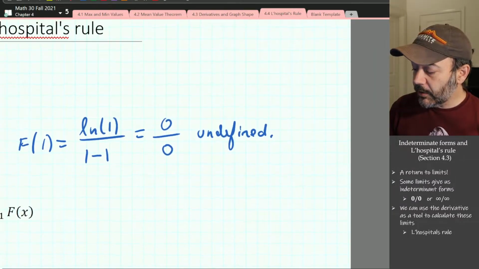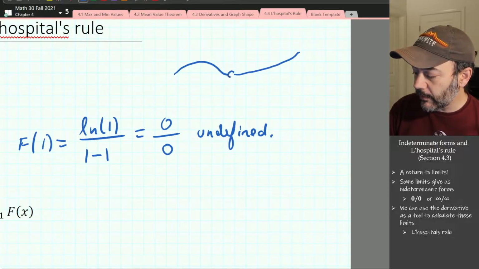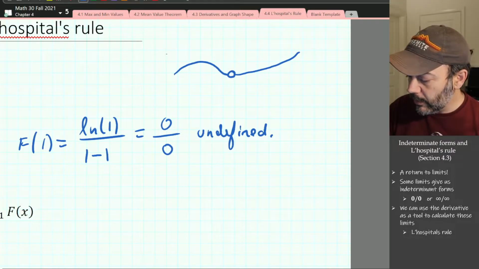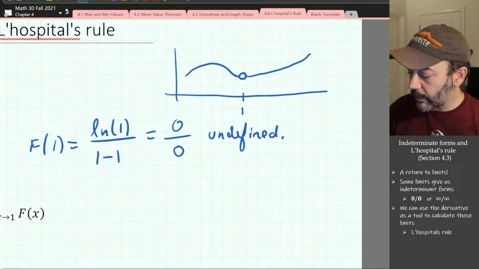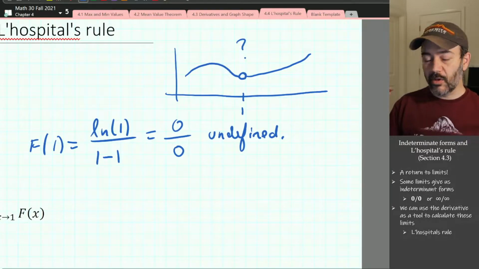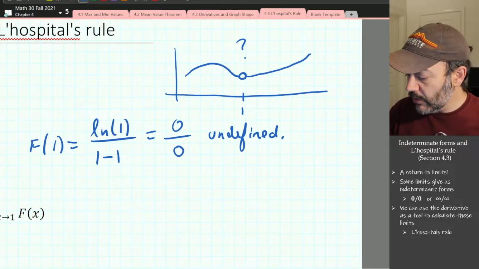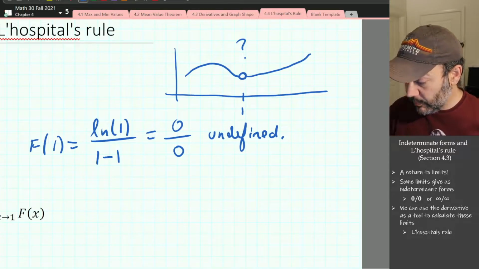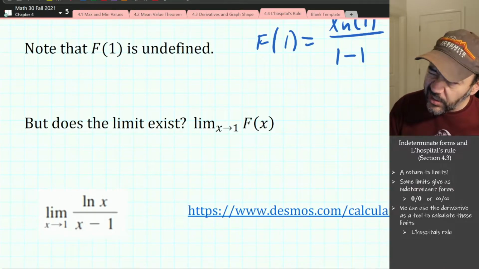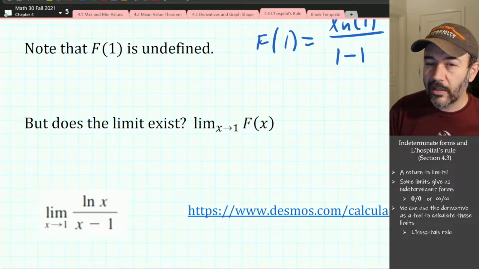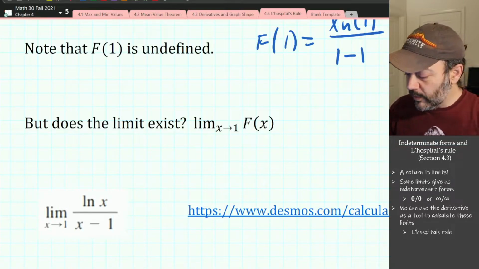But we know that functions could just have a hole at that point. So the question is, is it a hole in the function? Is it an asymptote? We don't know. Plugging it in doesn't tell you enough. And we'll look at the graph in a minute, but we have no way of knowing whether the limit exists. So the function doesn't exist at 1, but is it a hole in the graph? And if it's a hole in the graph, that means the limit does exist, but we don't know what the limit is.